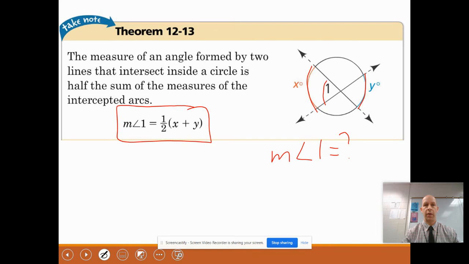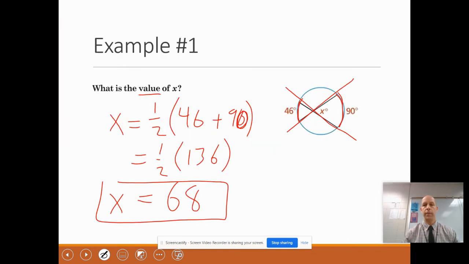That was using Theorem 12.13. The key idea here is that this angle is equal to 1/2 the sum of those two intercepted arcs. Now keep in mind that this point here is not necessarily the center of the circle. It could be, but it's not in this case.